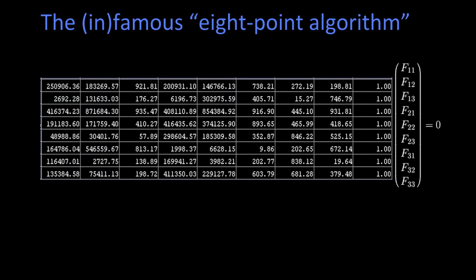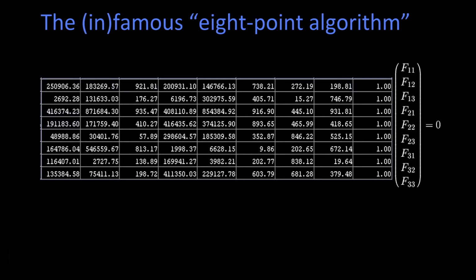So how do we do that? Well, there was originally something called the 8-point algorithm. It was done by, I think, Christopher Longuet-Higgins, and for a while it got a bad rep because people thought it was very unstable, and that's why I put down that it was the infamous 8-point algorithm.